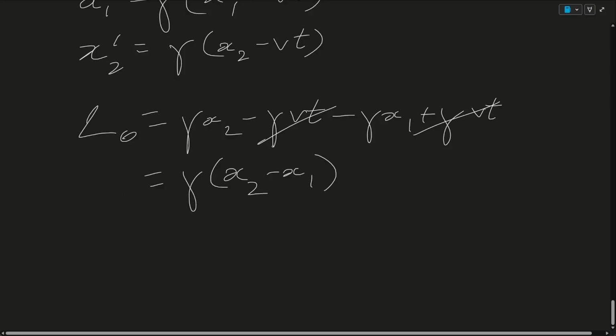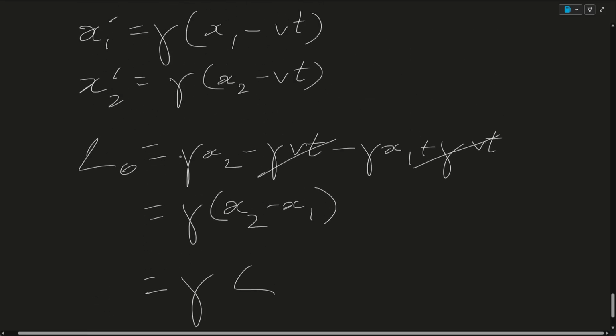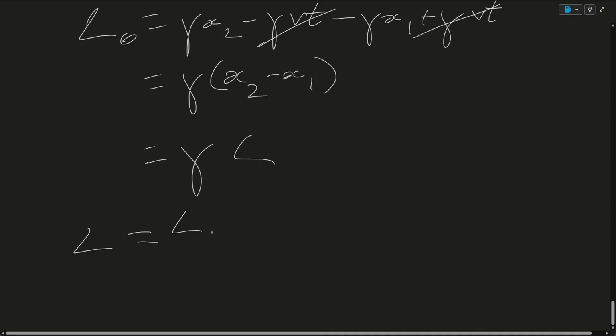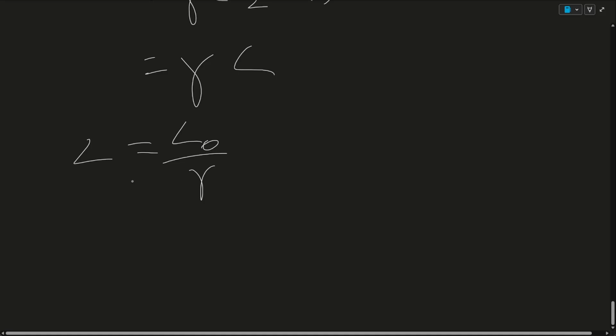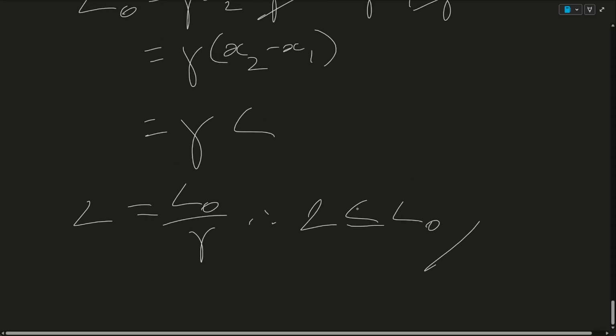And of course this is just going to be our length L that we observe, so L naught then is gamma L, and to put it into the form we had above, L is L naught over gamma. Now importantly, length contraction, this means that L is less than or equal to L naught. That is what we get out of this.